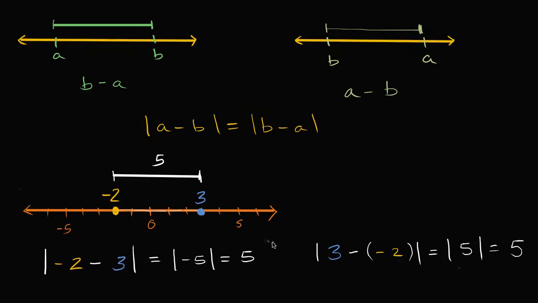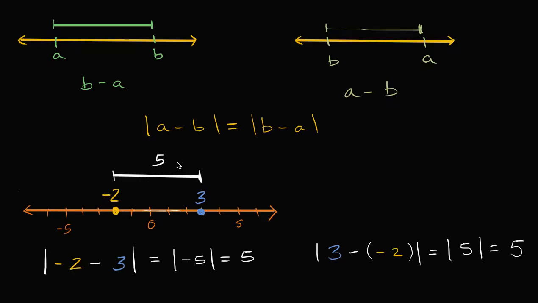So hopefully this makes you feel good that if you want the distance between two numbers, you subtract one from the other, and it doesn't matter which order you do it. You can subtract 3 from -2 or -2 from 3, be careful with the negative symbols here, and then take the absolute value, and that is going to give you the distance between these two numbers.